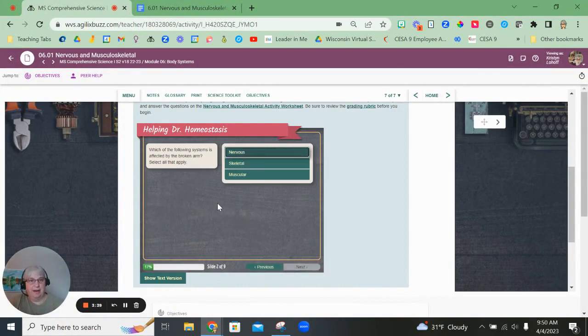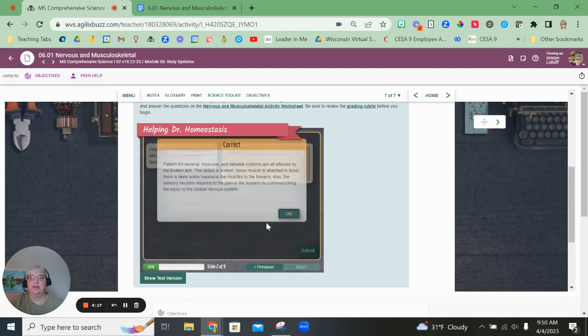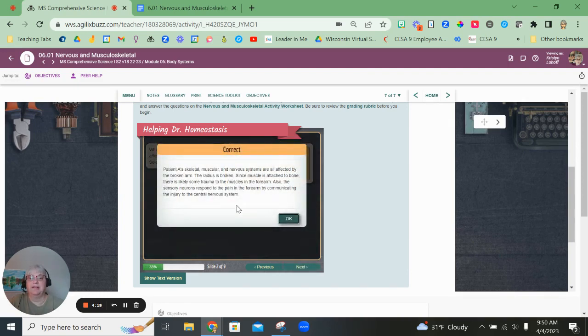Which of the following systems is affected by that broken arm? Select all that apply. It's not just one. So is the nervous system affected when you have a broken arm? Is the skeletal system? Yes, if you have a broken bone, the skeletal system is definitely involved. How about the muscular system? Well, nerves transmit pain, and a broken bone is going to cause pain. Those nerves will transmit that pain. And the muscles are also affected because they're attached to the bone. So all 3 areas are affected.